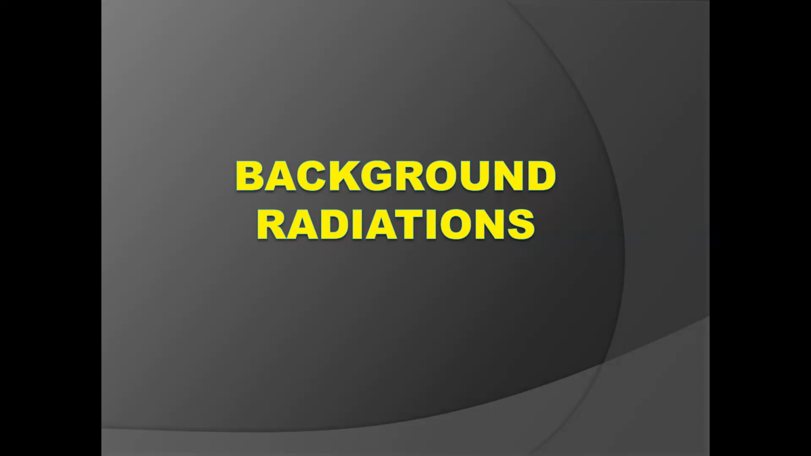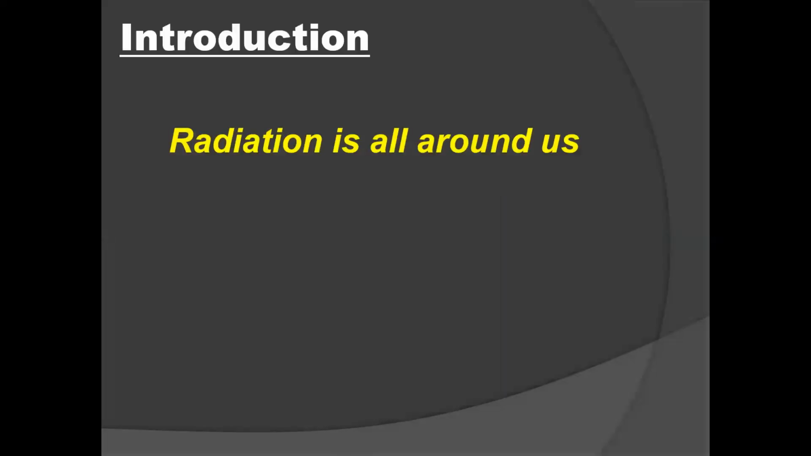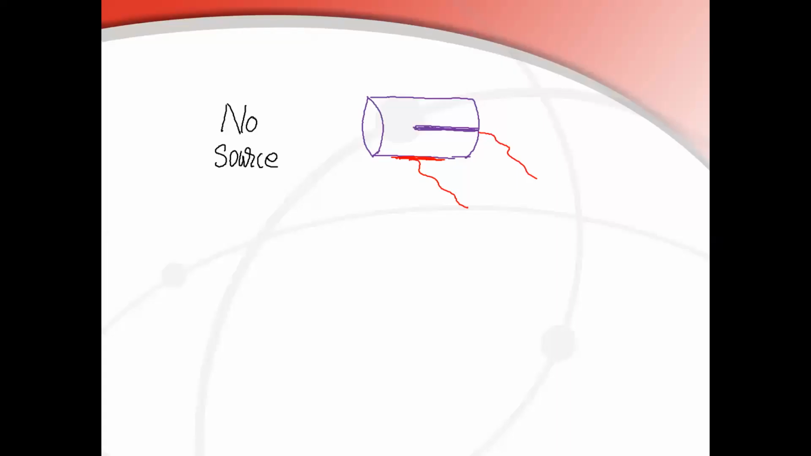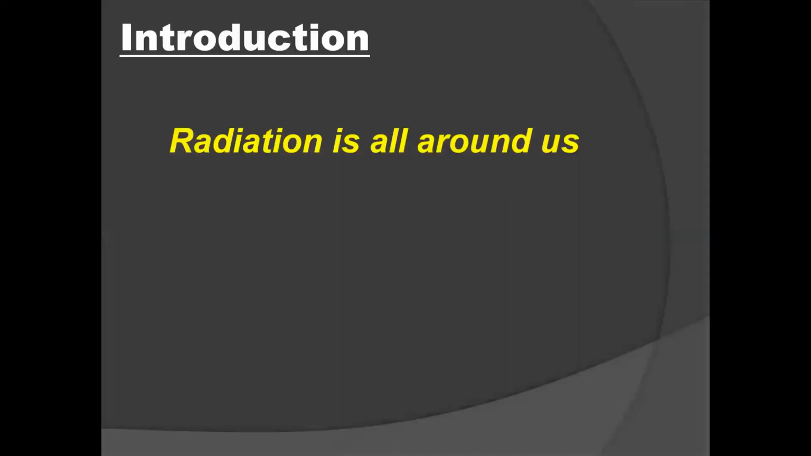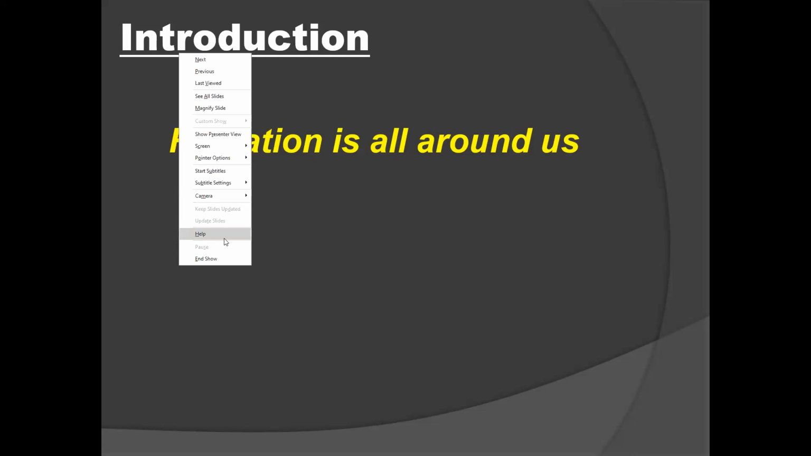What is background radiation? Radiation is all around us. So what is background radiation? It is the radiation which is already present in our environment, and it can produce a count rate on a GM tube.